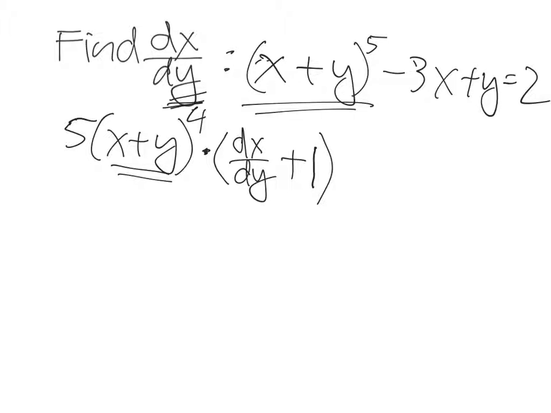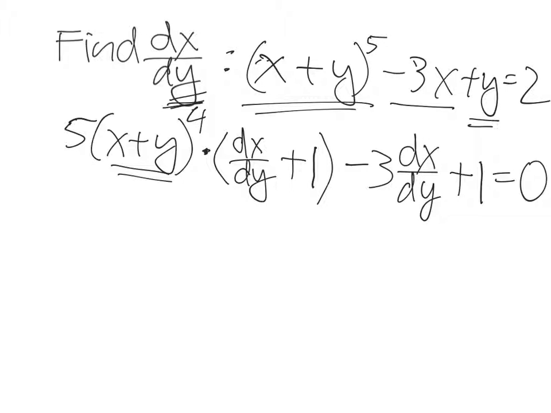Okay, now we still have a little bit of work to do here. Next term, derivative of that would be what? Minus 3 dx by dy. Next part. Okay, just the 1. And then I love constants. Derivative of a constant, 0. Okay, now we've got a really interesting combination of algebra to solve for the dx by dy. We've got this and this.